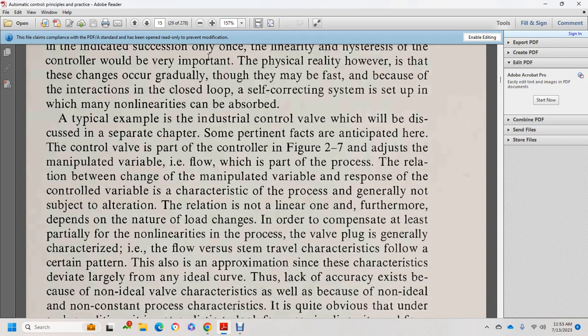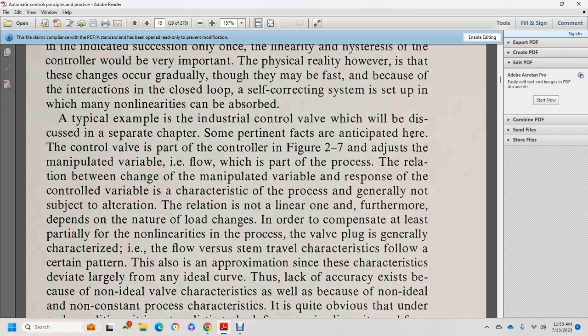A typical example is the industrial control valve, which we will discuss in a separate chapter. For the purposes here it is anticipated that the control valve is part of the control loop of figure 2.7 and adjusts the manipulated variable, flow, which is part of the process relation between the manipulated variable and the control variable. The character of this process is generally not subject to alteration. The relation is not a linear one.